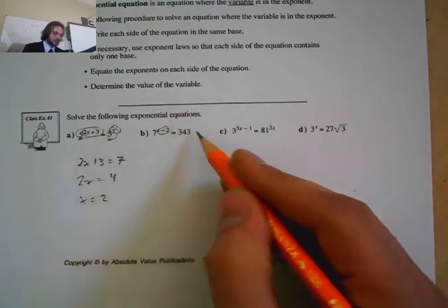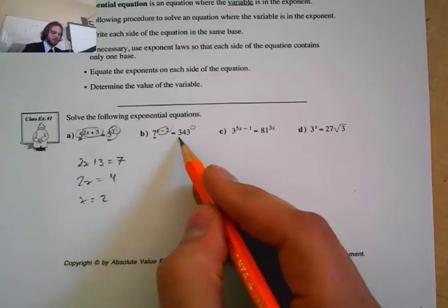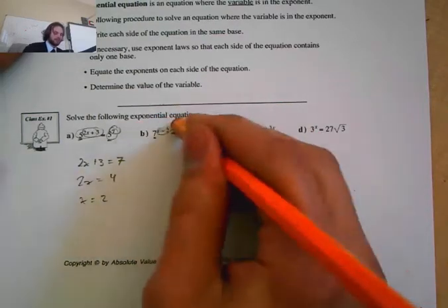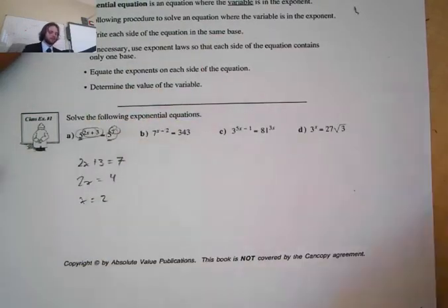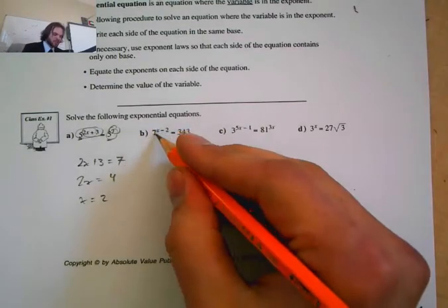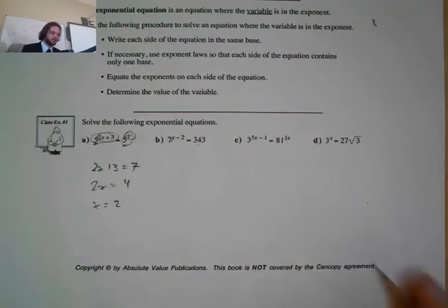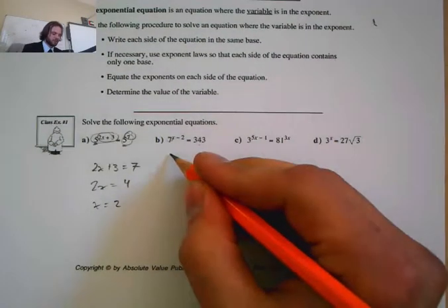I have x minus 2, and we look at my bases, they're not the same. So in this one here, I must get them into the same base. So I'm going to assume that this is in base 7, and I divide it by 7 three times. 7 to the power of 3 is equal to 343.